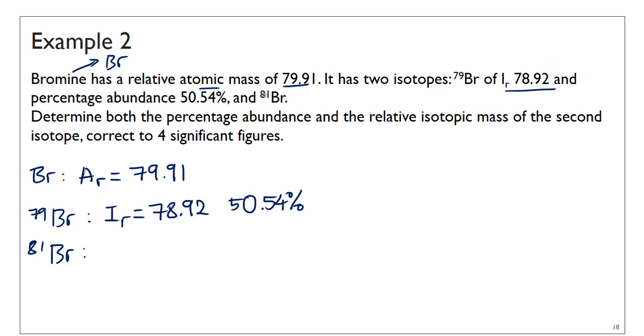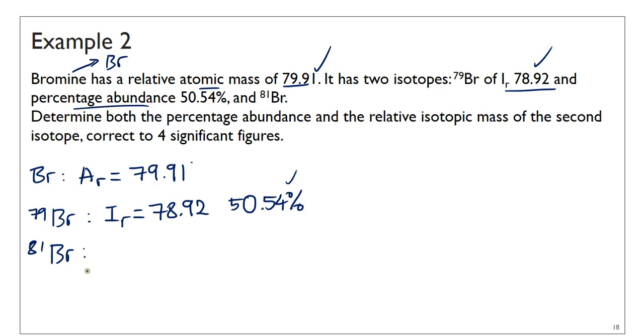Try not to get too intimidated by the different numbers that are given to you. Just read the question carefully and translate and store the information into their appropriate places. So 79.91, the first number that is given to me here, this is your relative atomic mass of bromine. So that's my summary there. The first isotope, 79, this is the relative isotopic mass of it, and then the percentage abundance is 50.54.